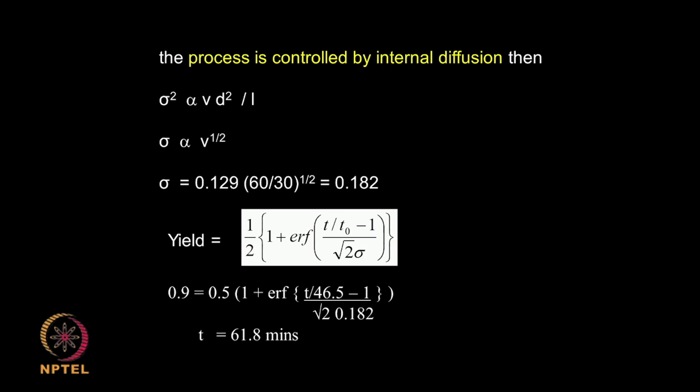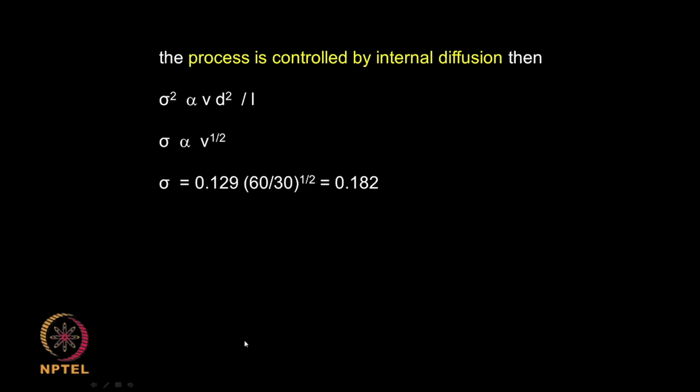So, to get the same 90% yield, when I doubled my velocity, my retention time decreased by half, and my sigma changed in this fashion, that is square root. So, I will get a new sigma. I will get a new T naught, it became 46.5. So, when I substitute and then I calculate, now it has become 61.8 minutes.